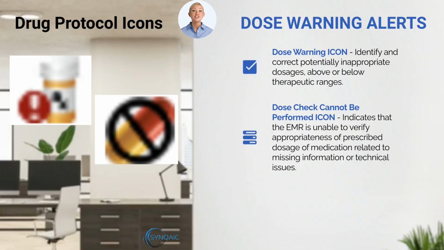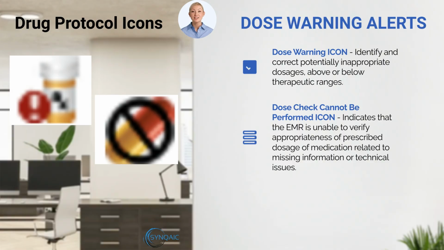a significant limitation in the system's ability to verify the appropriateness of the prescribed medication dosage. This may occur due to several factors, including missing patient information crucial for accurate dose calculations, such as weight, age, or renal function. Additionally, the absence of established dosing guidelines for the medication or technical issues within the electronic medical record, EMR system, can hinder the dose check process. In some cases, the prescribed dosage may fall outside standard ranges monitored by the system, further complicating the verification process.